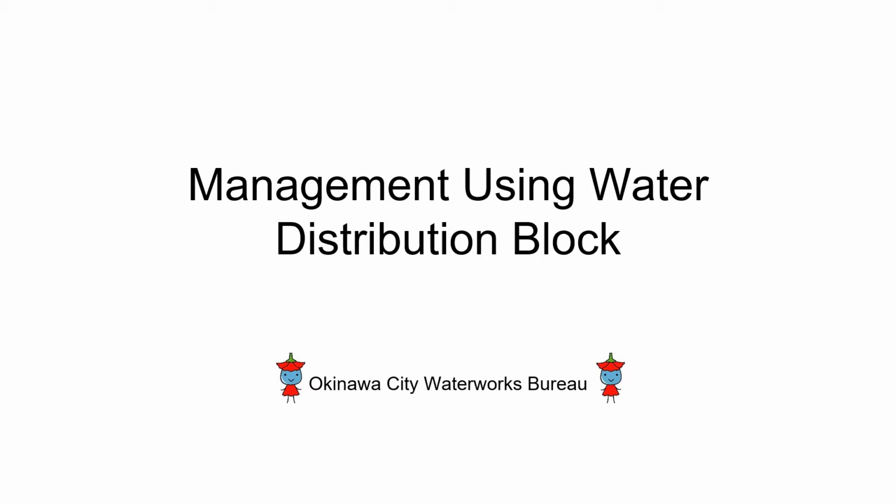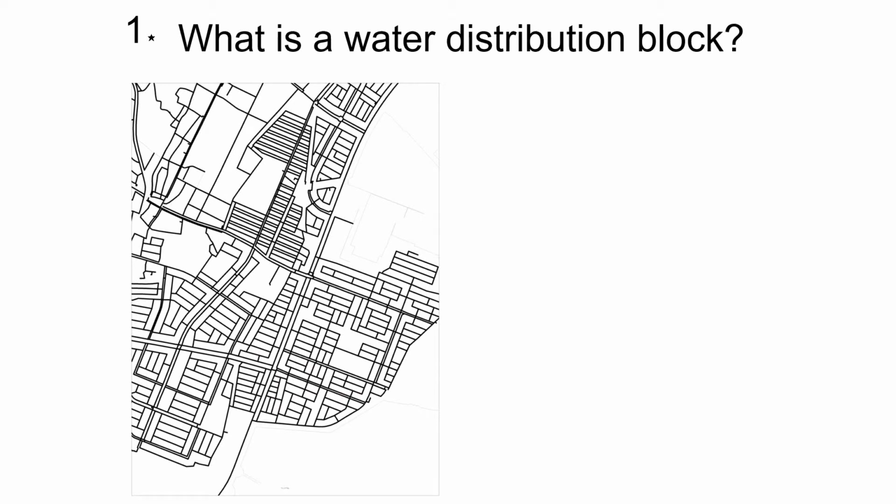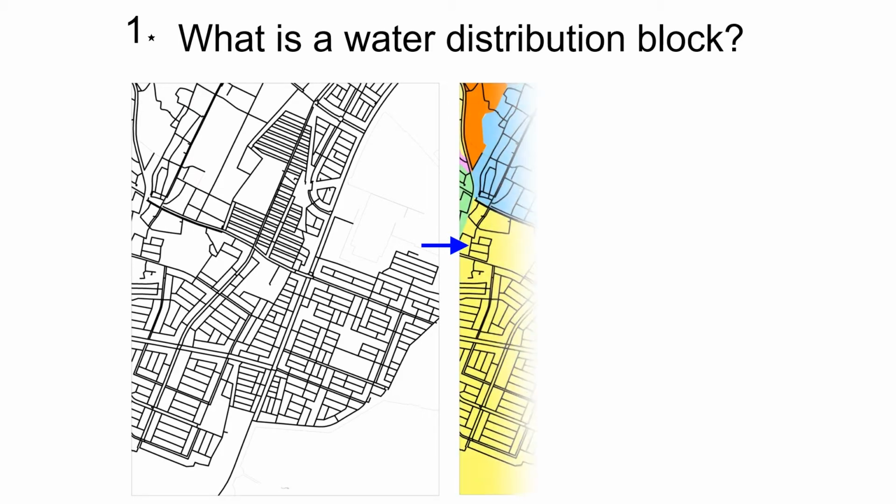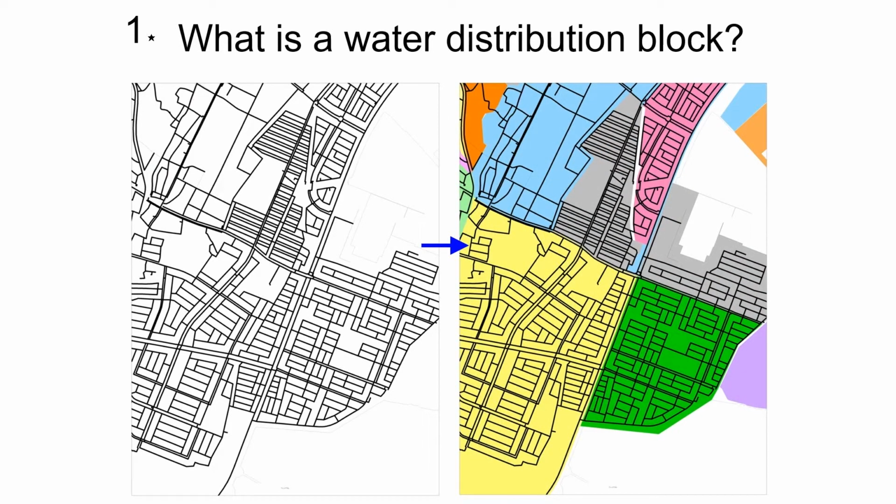First, let me explain what the distribution block is. These diagrams show the map of water distribution pipes in Okinawa City. We have 100% service coverage in the city, and the black lines represent the pipes installed throughout the city. On the right, you see that the pipe network is divided into small sections. Each of these color-coded sections represents what we call a distribution block, which is created by dividing the network with valves or other means for easy management.